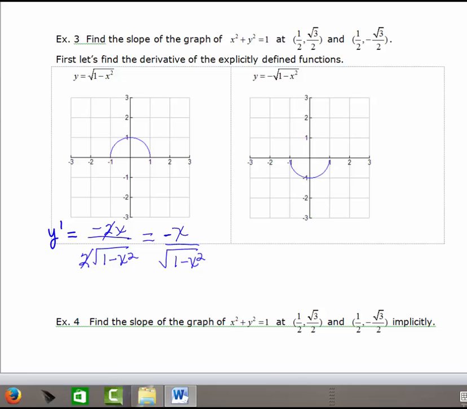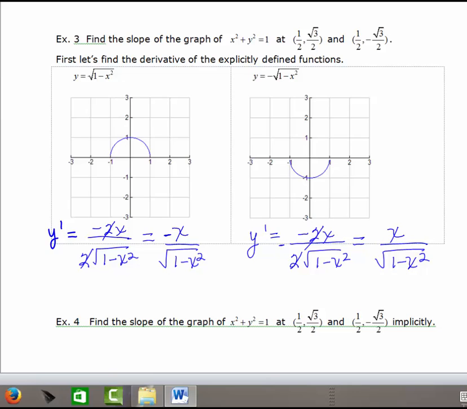And now we'll take the derivative of the bottom half of the semicircle, which is the derivative of y equals negative square root of 1 minus x squared. In this case, y prime is going to be 1 over 2 square roots of 1 minus x squared. It's negative, and the derivative of what's inside is negative 2x. Here the 2's cancel and the negatives cancel, and we get x over the square root of 1 minus x squared.